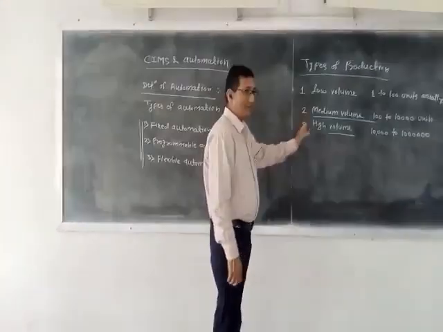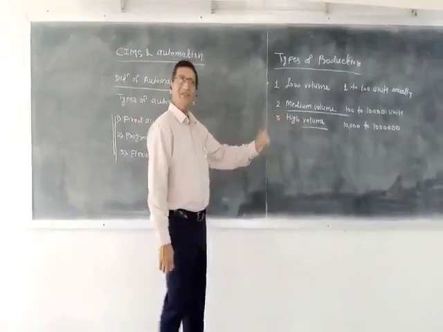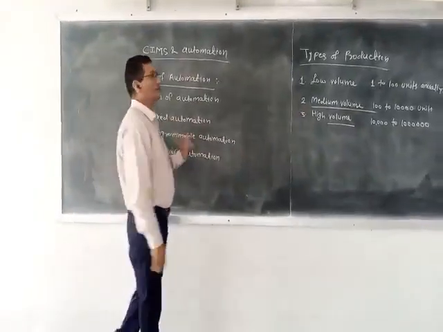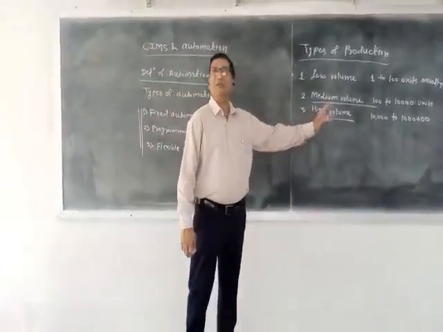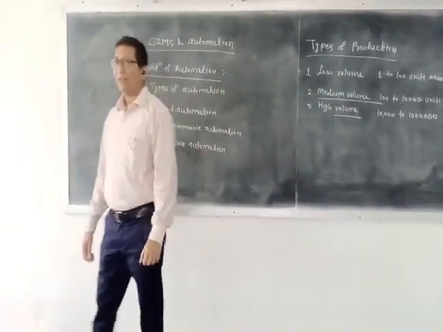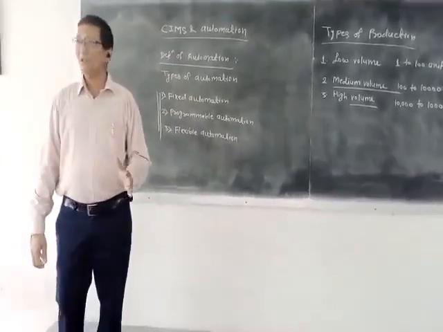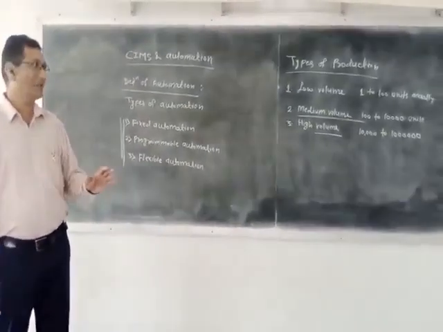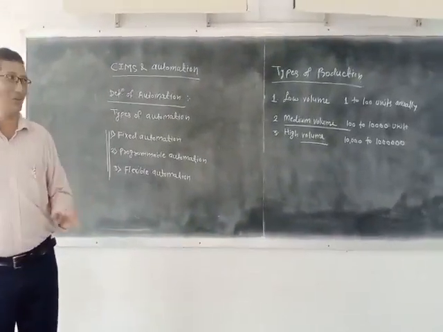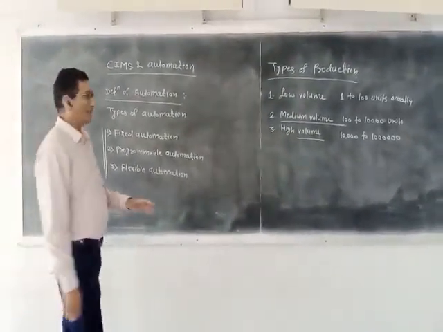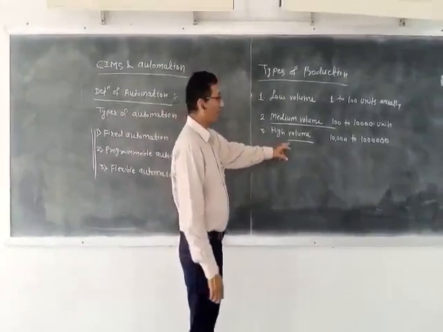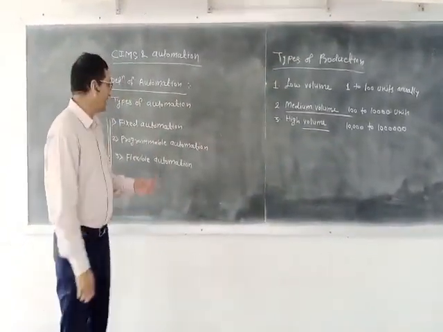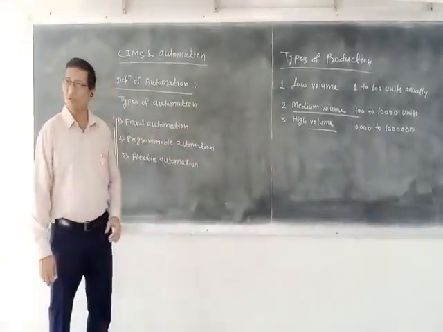Now if you understand these three distinct types of automation, and take into account this type of production system, then definitely you will find the answer that fixed automation is suitable when high volume of production is required. Why? Because in high volume production, you need not alter any type of product. You only have to go on producing continuously, and our aim is to produce higher and higher quantities. So in that case, fixed automation is more suitable.